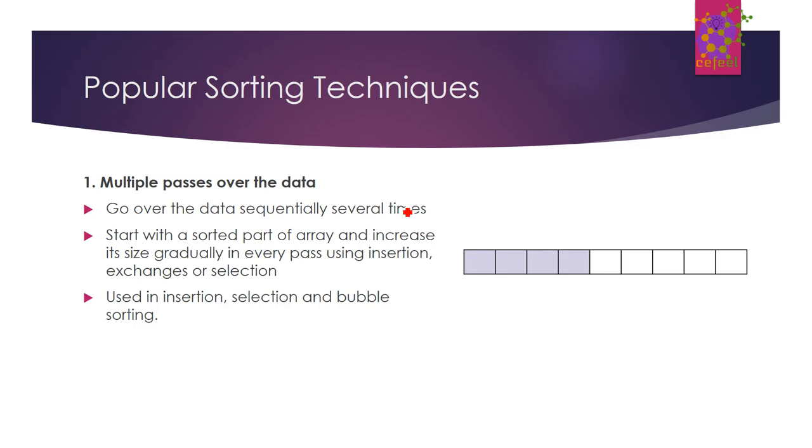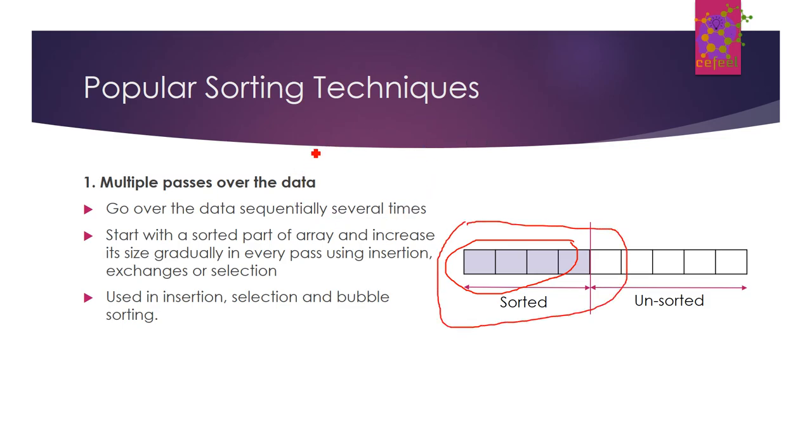So let's say we have an array where we have some part of the sorted array, which is this part, and then every time we go through the entire list we increase our sorted array by one, and we keep doing it till we have covered the entire array, or till the unsorted items become zero, or we are done with all the unsorted items. So this is what this technique is.